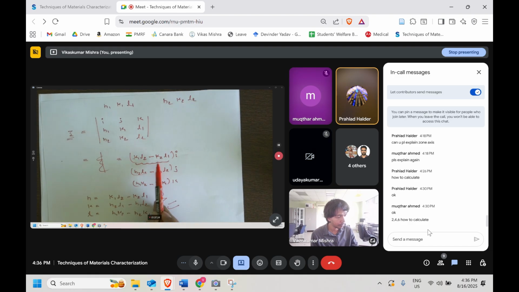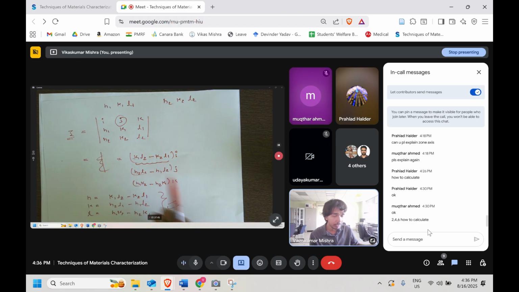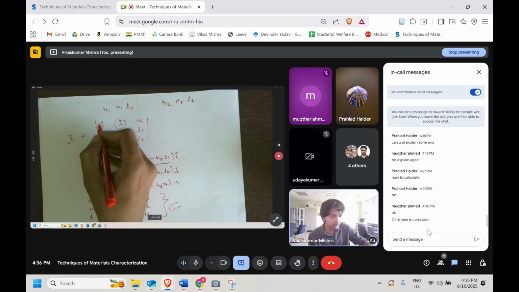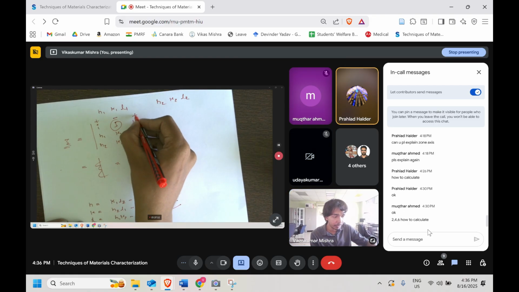Then the next one is H2. I think it will be H1 L2 minus H2 L1. Actually, when we do the cross product, in this case, for the second one, the sign will reverse, right? This one will have the plus sign. It's mathematics, like 1 minus, I understand.